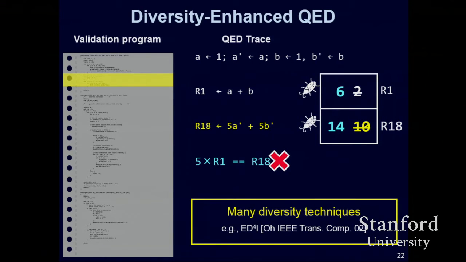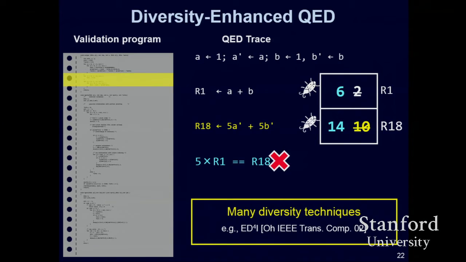But if you are not happy with that answer, there are actually very focused ways of creating diversity between these various intertwined executions. For example, over here you can see that when I run R1 equals A plus B, you run R18 equals 5 times A prime plus 5 times B prime, and then you check in a different space. So if a bug affects even both of these executions, the net effect is not going to be identical, and you will be able to detect the bug. There is a whole bunch of literature on how to create this diversity.